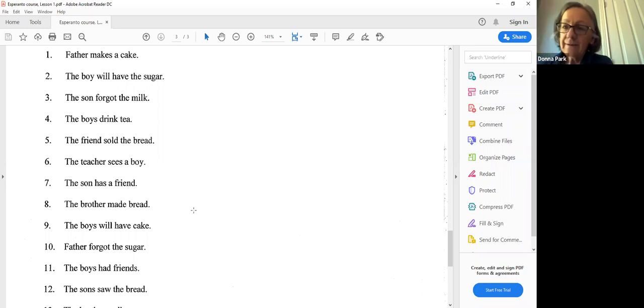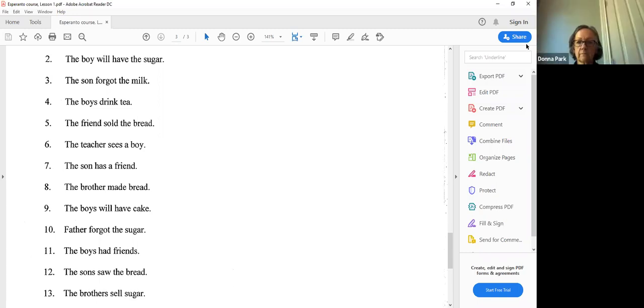sees in the present. So that's just vidas. That's simple. And knabo is boy, but it's what the teacher saw. Who the teacher saw. So we have to put an N on the end. The boy is the object of the sentence. Now, we do not have la knabon because it's not the boy, it's a boy. So we don't need any word in there for a. Okay? La instruisto vidas knabon. Everybody understand number six? Yeah. All right, number seven.